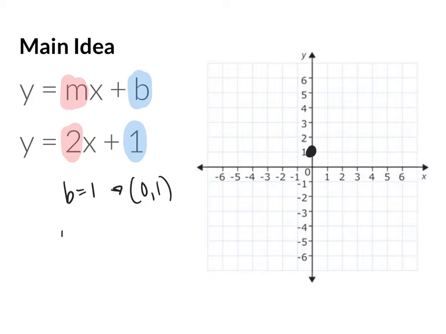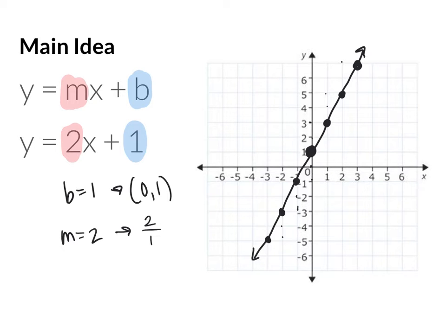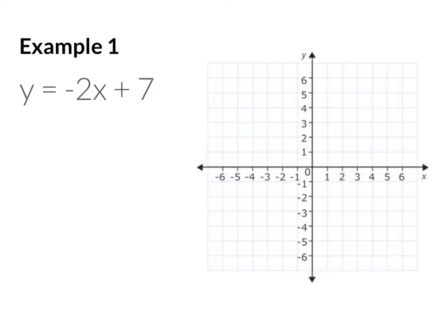And then, since my slope is 2, that means that it's a rise of 2 and a run of 1. So when I go to graph it, I start at that y-intercept and I rise 2 and run 1, and rise 2 and run 1, and so on. I can also go backwards. Drop 2, back 1, and repeat, and end up with a nice, pretty graph from my original equation.